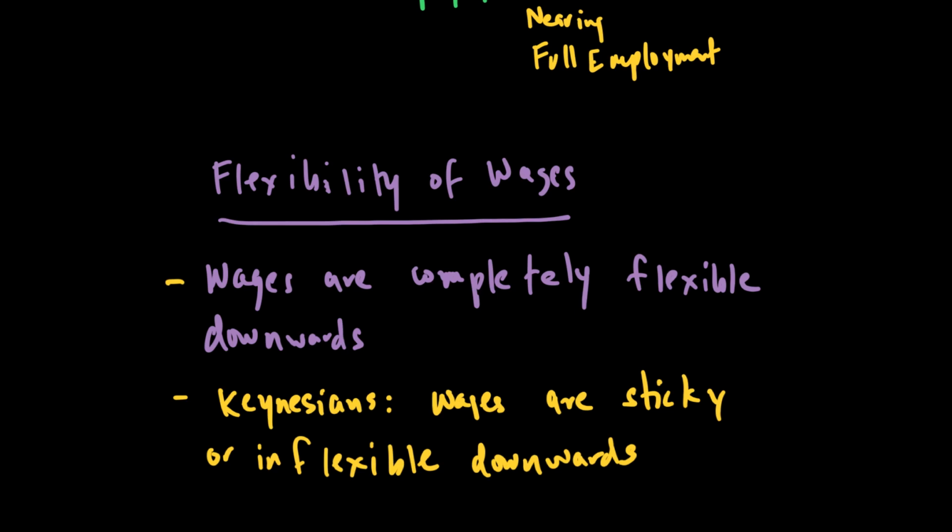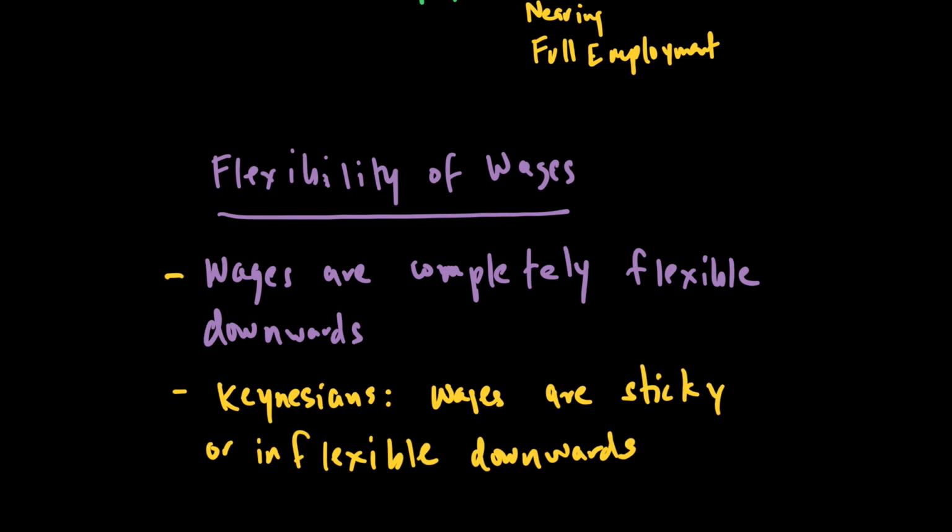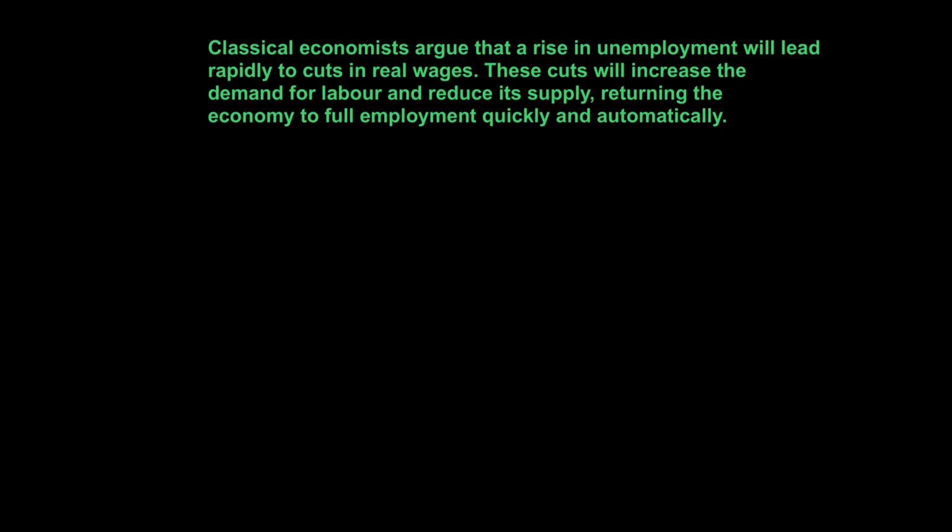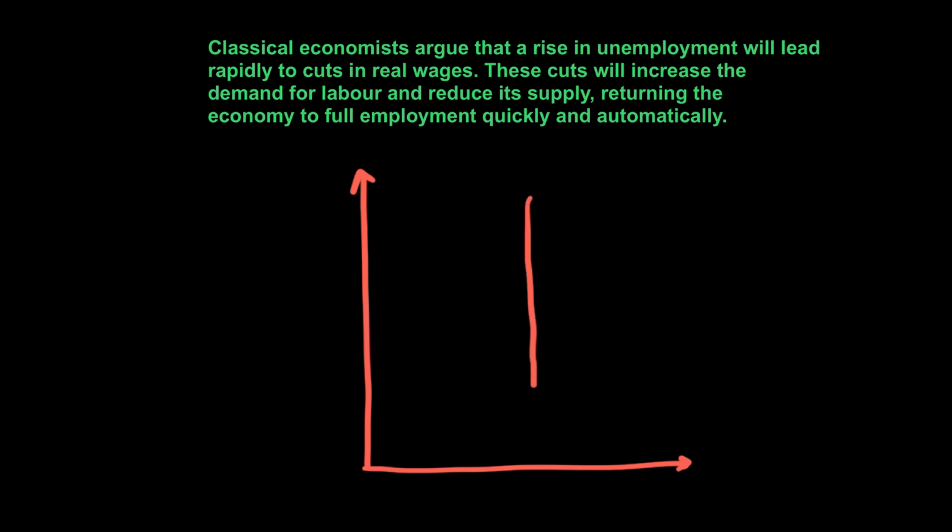Now, let's talk about the classical view of the effect of this flexibility of wages. The classical economists argue that if there's a rise in unemployment, this will lead to a rapid cut in wages, and these cuts in wages will make the demand and supply in the labor market come back to an equilibrium. So I want to show this in terms of a diagram. Let's say right now we are not at full employment, but there is a recession, and let's say that results in the demand to fall.